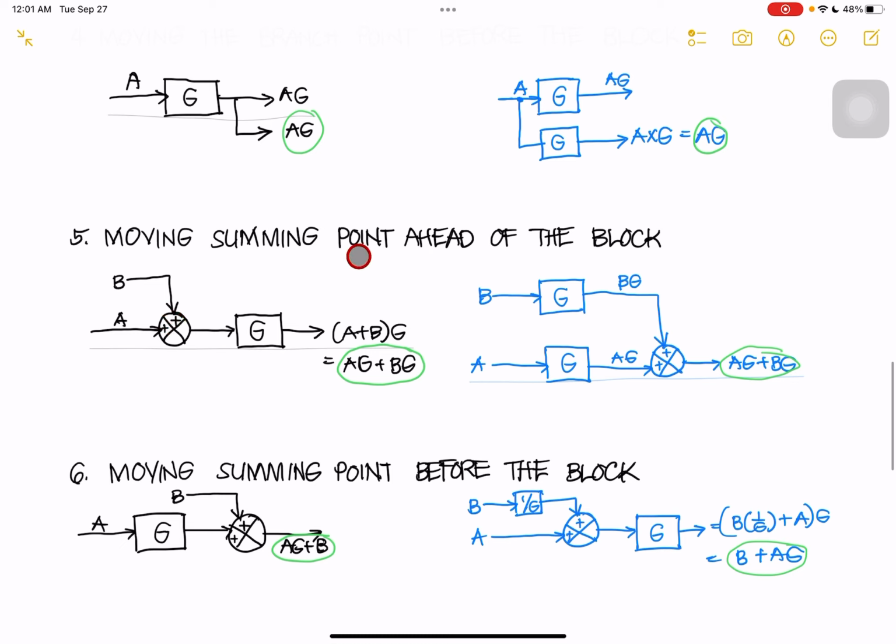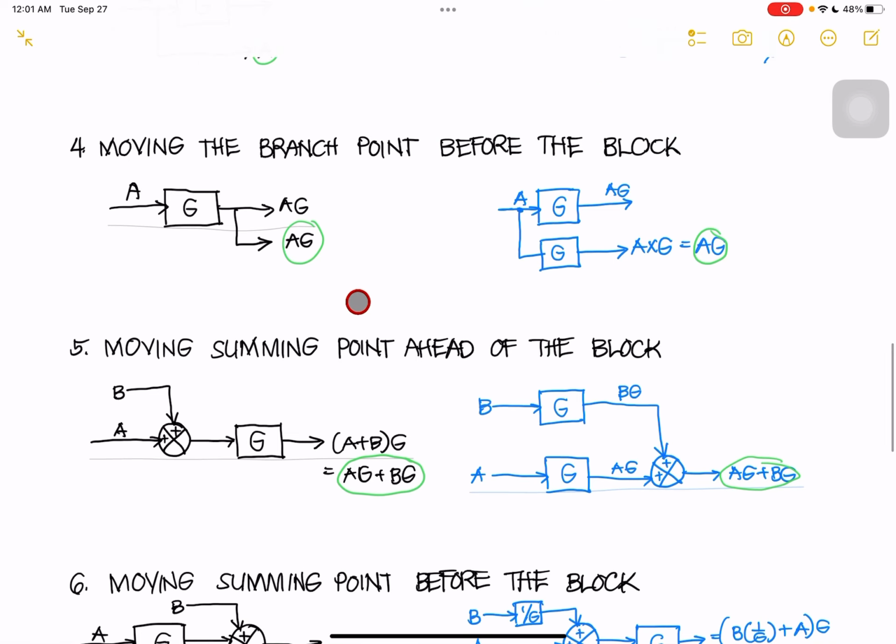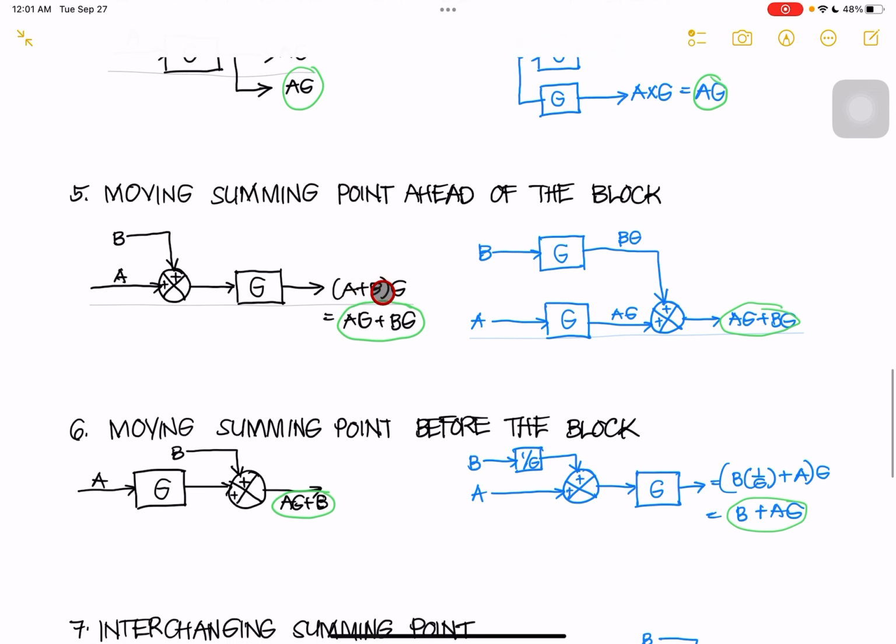Okay, moving the summing point ahead of the block. So, this is the original block. This is the summing point, and we'll move it here. Okay? So when we move it, for this B, we add an additional gain copied from this. Earlier, when moving a branch point ahead or after the block, it should be the reciprocal. But for the summing point, you just copy it.